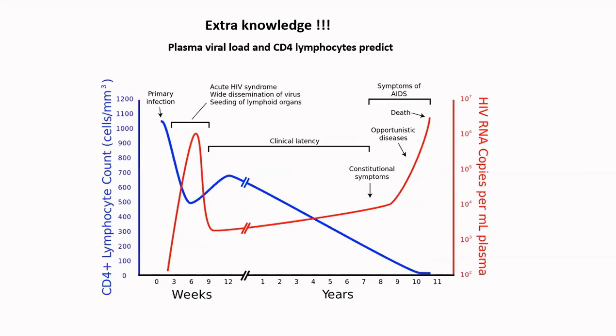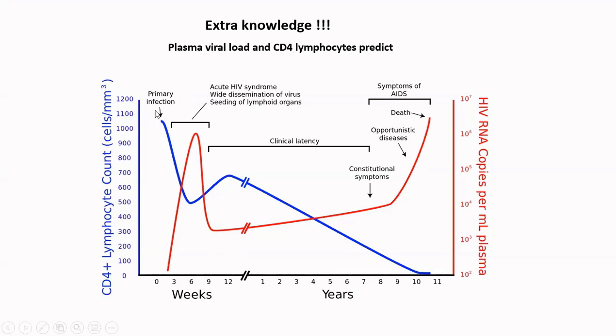So this is for your extra knowledge. The plasma viral load and the CD4 lymphocyte count predict simply how the amount of lymphocytes is changing over weeks, over years, when a viral infection is there. So you can see here a blue color line and a red color line. 2 plots are there in the same graph.